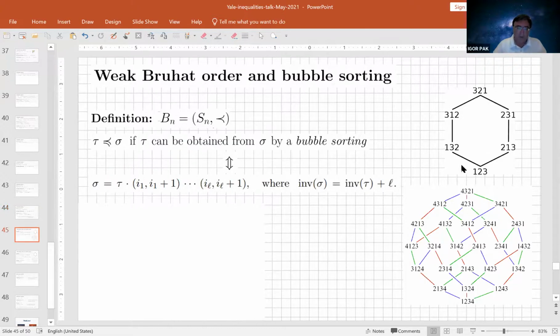Okay. So the final thing I want to say is about bubble sorting and Bruhat order, and that is the following thing. If you have two permutations, let's say one permutation is 3, 1, 2, and the other one is 1, 3, 2. 1, 3, 2 is smaller than 3, 1, 2 because when you start doing bubble sort to 3, 1, 2, you can go through 1, 3, 2. Formally, sigma is equal to tau times the product of adjacent transpositions, which increases the number of inversions each time.